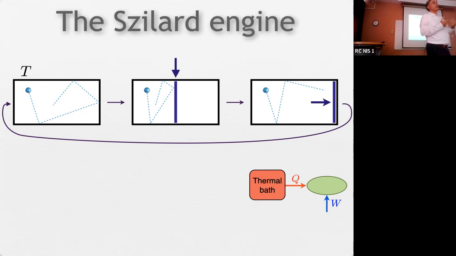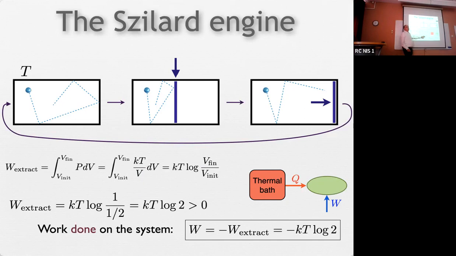You extract work KT log 2. So to restore the second law, something in the universe must compensate this. Because here you are extracting energy from the thermal bath. So the entropy of the universe is decreasing. No? So Bennett realizes that people thought until the 70s that the measurement cost energy for the demon.